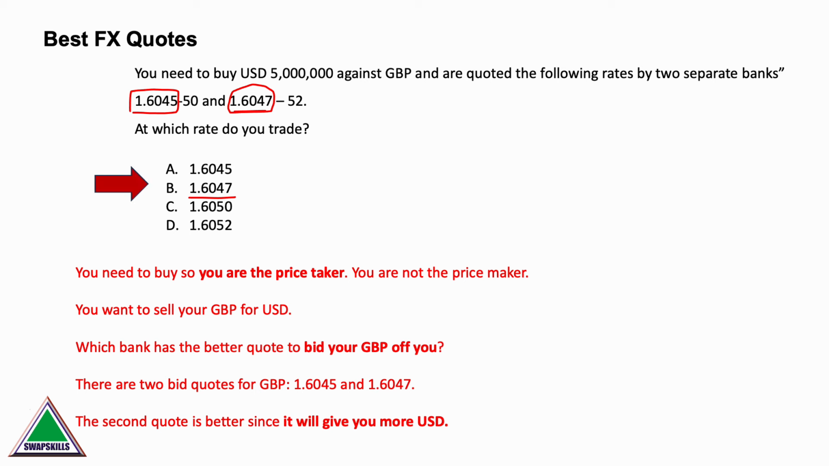So the key to this is to remember you're the price taker. The other bank, if you think about which way the cash is going, will be bidding your pound off you, saying thank you very much. Here you are, in return here's so many dollars. You can see the second bank will give you more dollars per pound than the first bank.